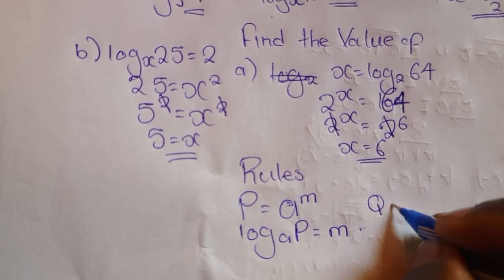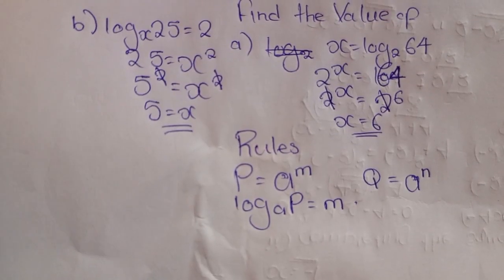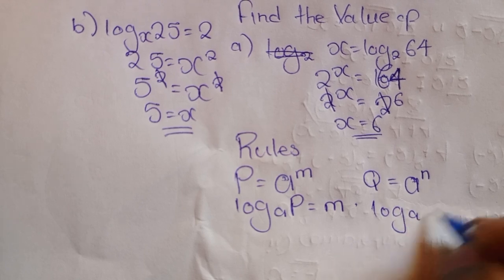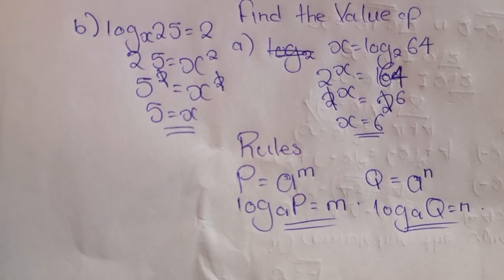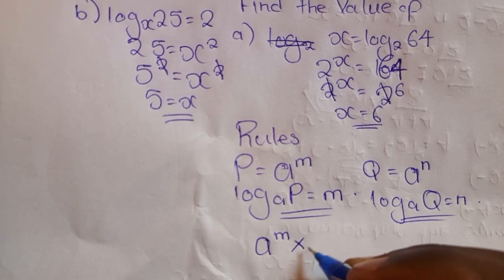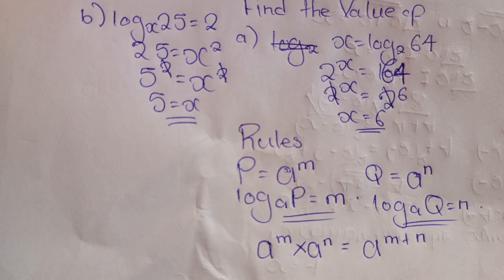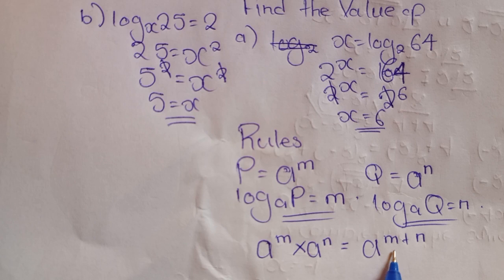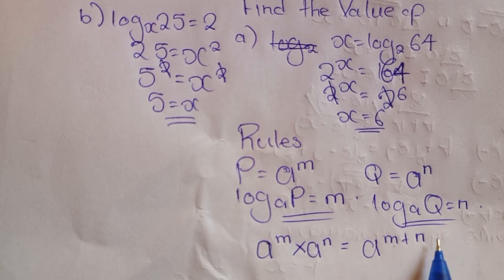Let q be equal to a to the power n. If you change this again to logarithmic form, you have log base a of q equal to n. So what am I trying to put across? We know that under the rules of indices in our preamble, a to the power m multiplied by a to the power n gives a to the power m plus n. So remember the values of m and n: m is log base a of p, and n is log base a of q.